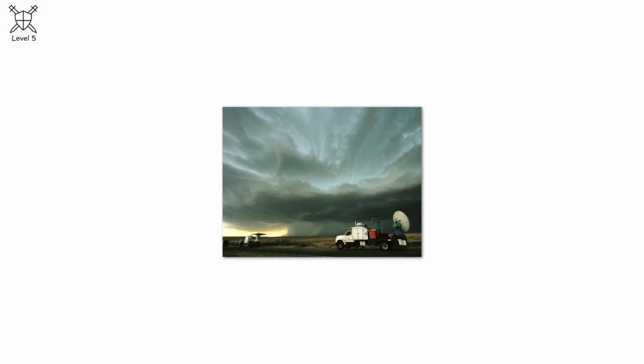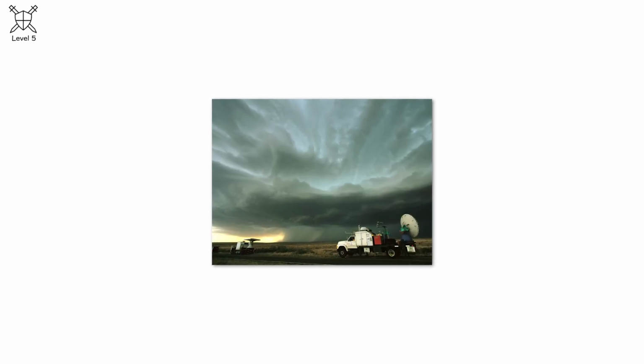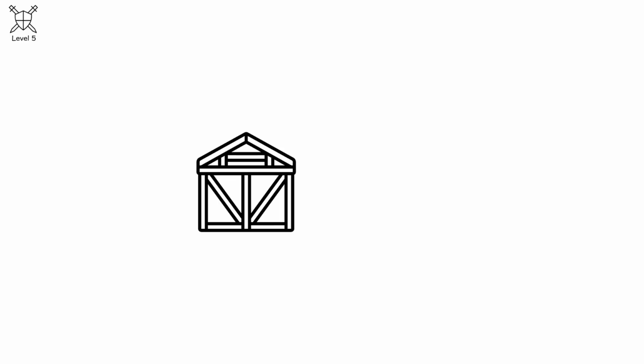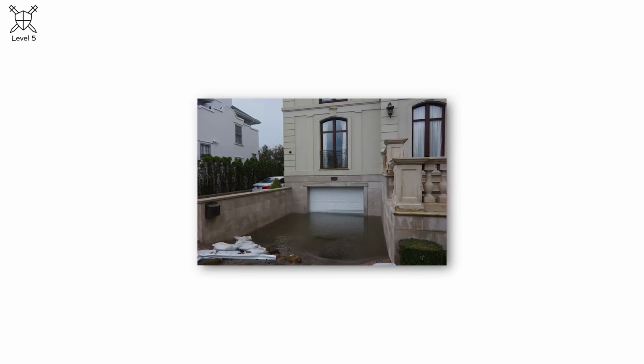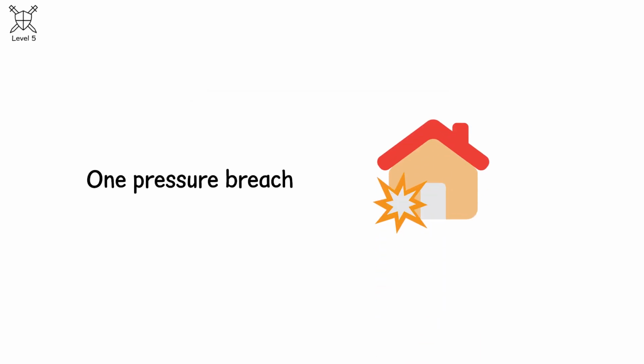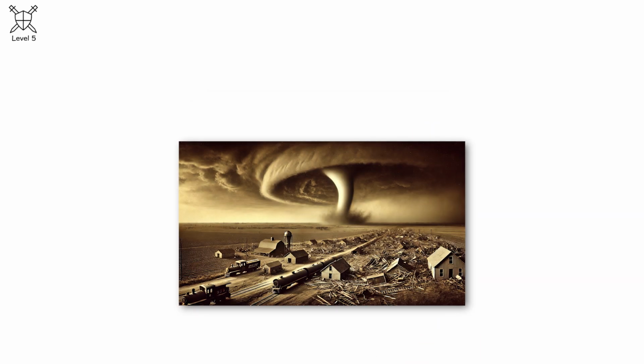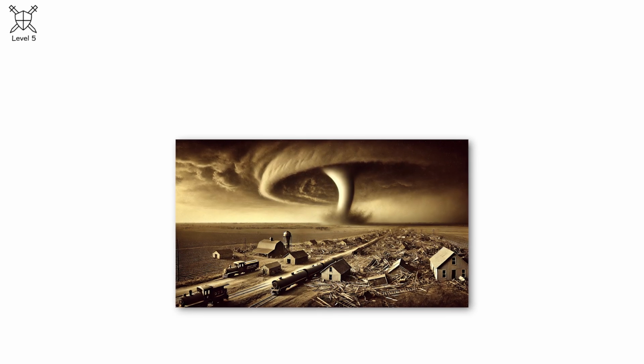Level 5. Sometimes defense isn't underground. It's structural. For decades, houses in Tornado Alley were built light, fast, and cheap. Wooden frames, weak roofs, garage doors that popped like soda can lids when the wind surged. One pressure breach, and the house exploded from the inside. That changed after devastating twisters in the late 20th century.